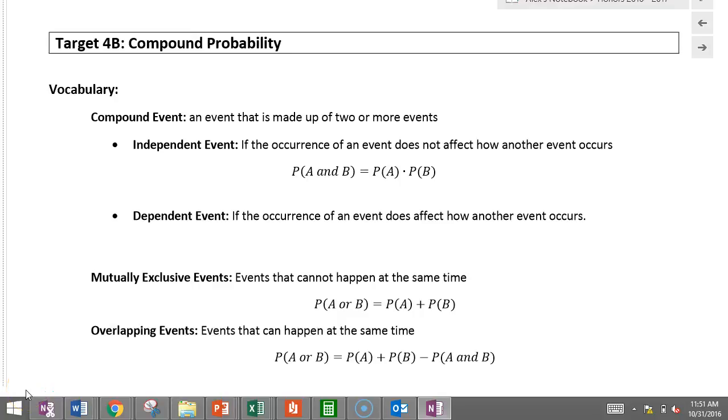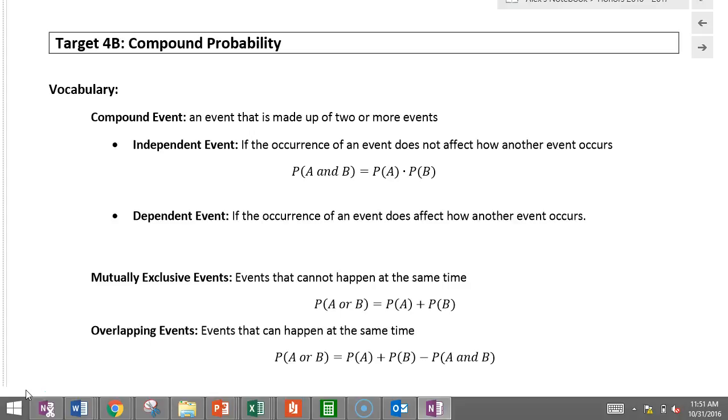Alright guys, today we're going to start looking at compound probability, target 4B. For compound probability, you're really defining the probability of a compound event. A compound event is just an event that is made up of two or more events. So if I want to find the probability of choosing a blue marble and choosing a green marble, or choosing a blue marble or choosing a green marble, right? It's things that are made up of "and" or "or".